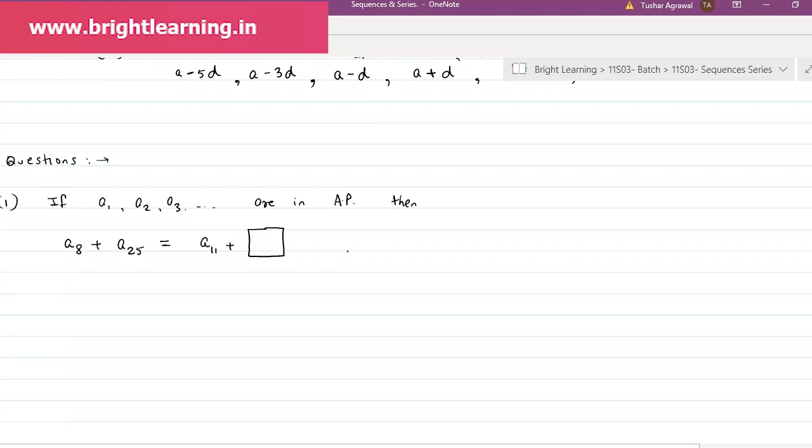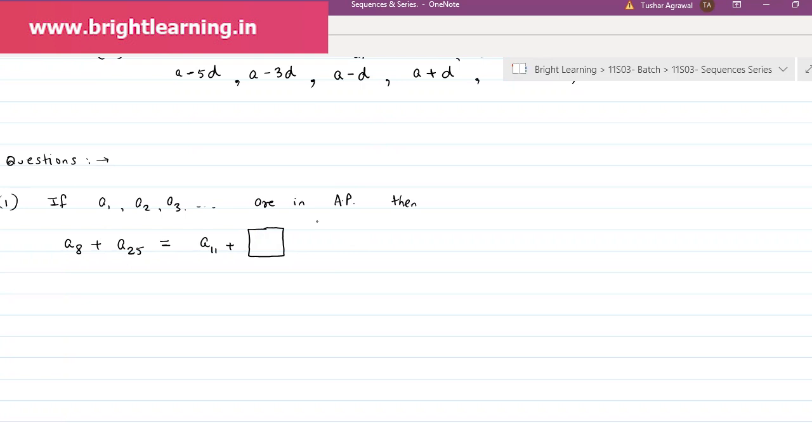If you are solving it by the traditional way, A8, I will write the formula in terms of A plus n minus 1 times D. Then A25, I will write it as first term plus n minus 1 times D, that is 25 minus 1 times D. Then A11, I will substitute, and after the suitable addition and subtraction, I will find out the blank. Then it's a very tedious process.